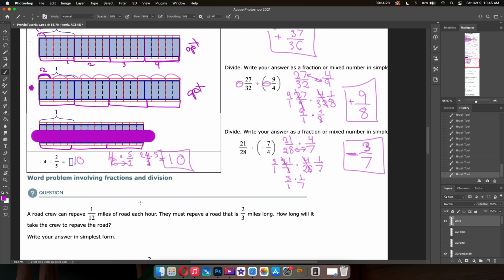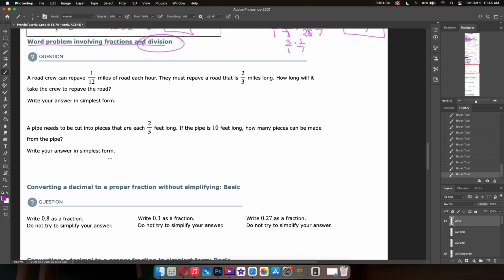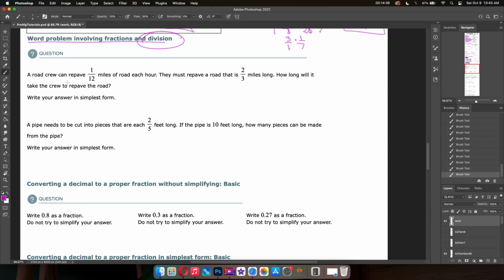All right. Next up, word problem. I know. Involving fractions and specifically division, so they're kind of giving it away. The road crew can repave 1/12. They must repave a road that is 2/3 mile.